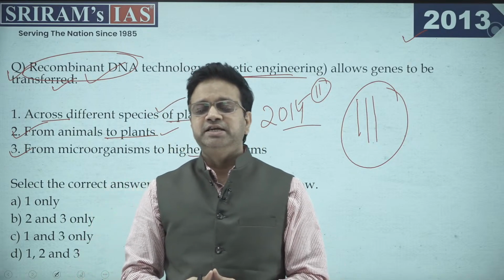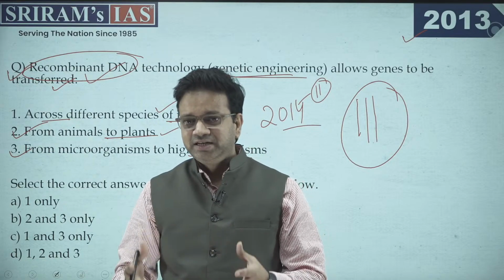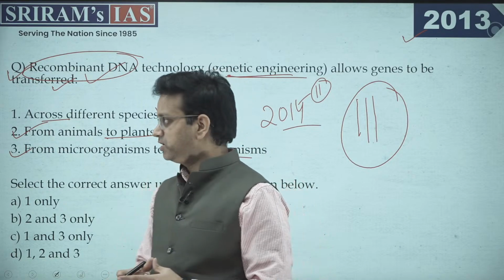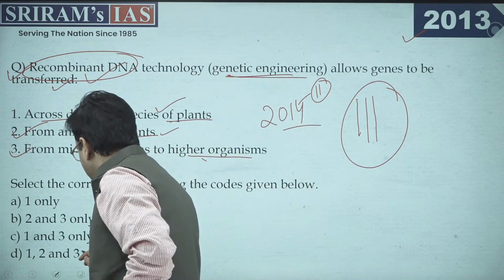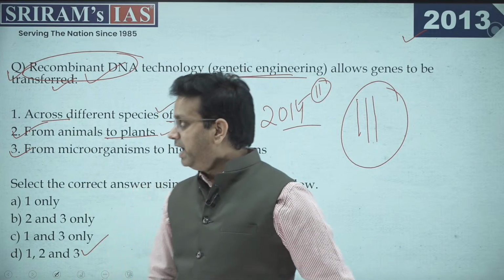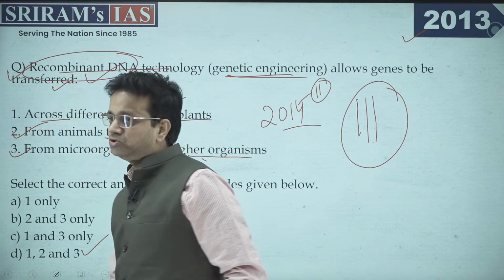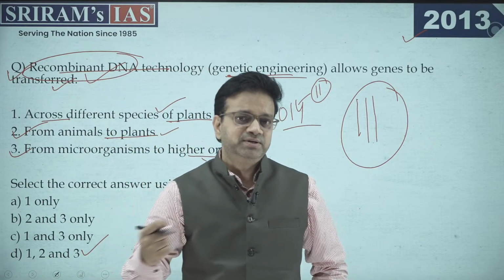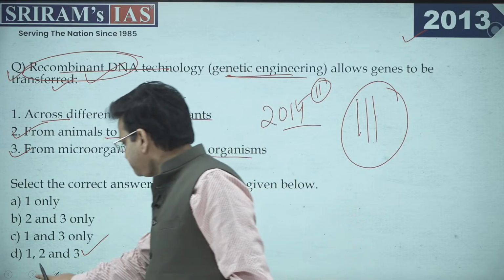UPSC has been asking questions from the technological part. The gene splicing is there, recombinant DNA technology is there. So this has been frequently asked in the examination. For this, the correct option would be D, that is 1, 2 and 3. I want you to read about recombinant DNA technology, so that if any question re-emerges in the examination, you will be able to handle it easily.